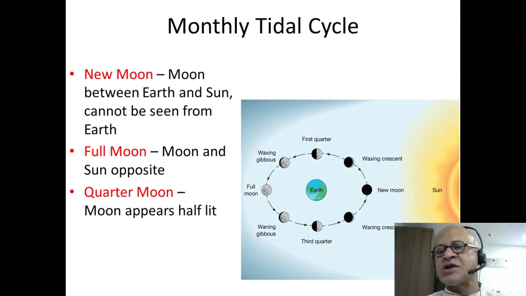So here we are looking at the nomenclature associated with the phases of the moon. You have the new moon, you have a waxing crescent. So you get to first quarter. Then you have a waxing gibbous, which means a bulge. Then you get to full moon. Then you get waning gibbous and the third quarter. And then you get waning crescent and get back to new moon.